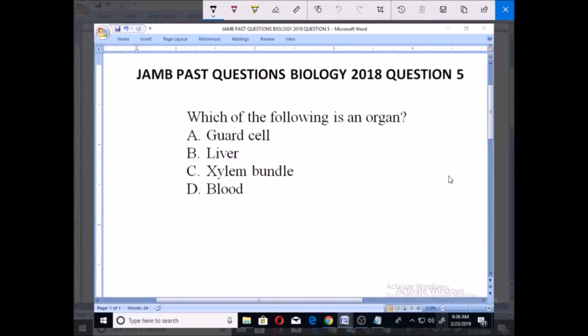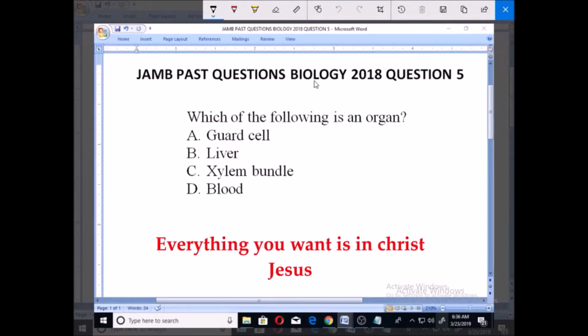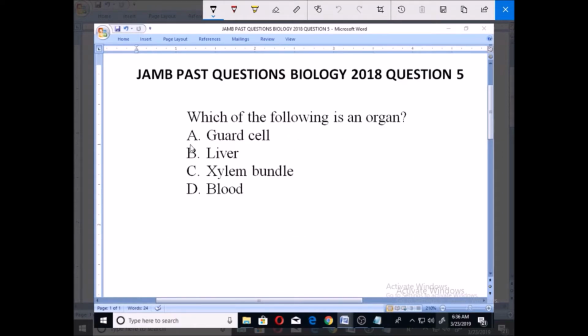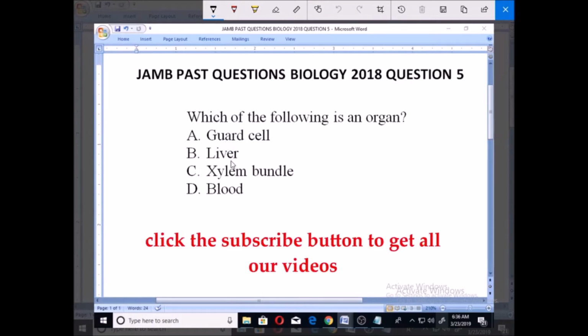Let's look at this question number 5 for Jamb Past Questions Biology 2018. Which of the following is an organ? A. Guard cell, B. Liver, C. Xylem bundle, D. Blood.